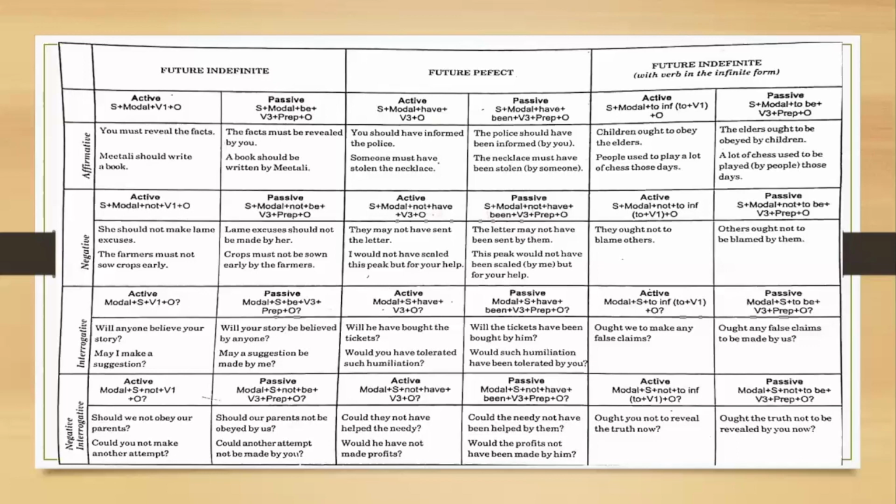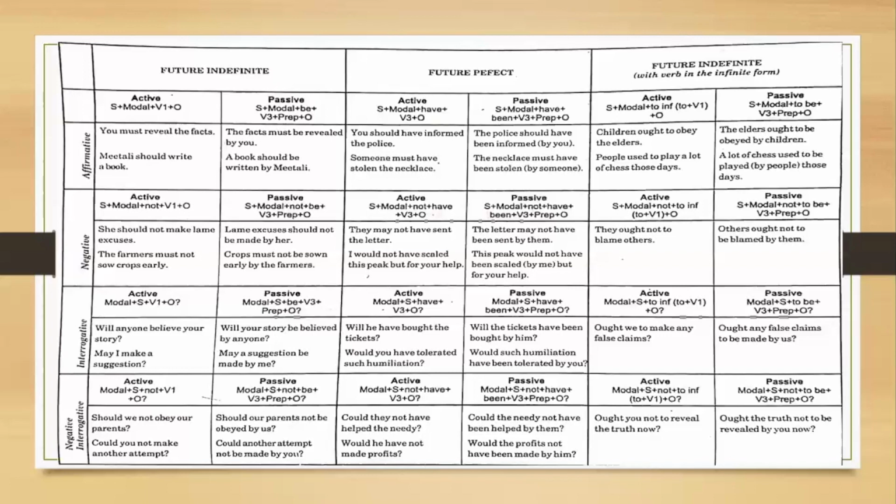Negative interrogative. Could they not have helped the needy? Could the needy not have been helped by them? Would he have not made profits? Would the profits not have been made by him?